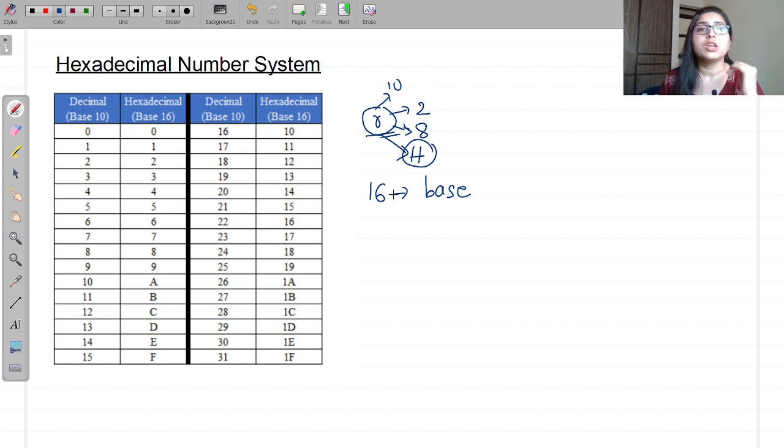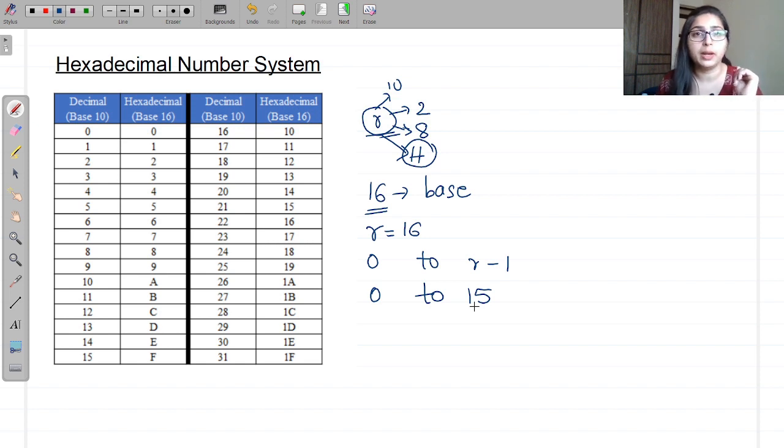So if the base R is equal to 16, what will be the maximum number that can be allowed? That will be 0 to R minus 1. In binary it was 0 and 1, in decimal it was 0 to 9, in octal it was 0 to 7. Now for this it will be 0 to 16 minus 1, that is 0 to 15 in hexadecimal. For decimal we were counting from 0 to 9, for octal 0 to 7, and for binary 0 to 1.